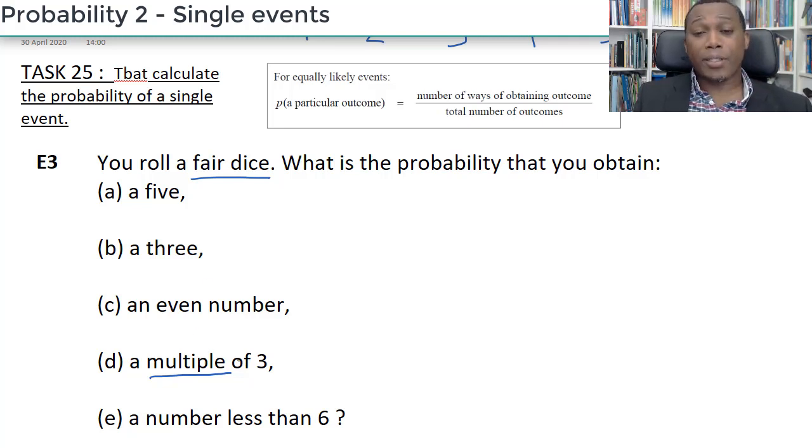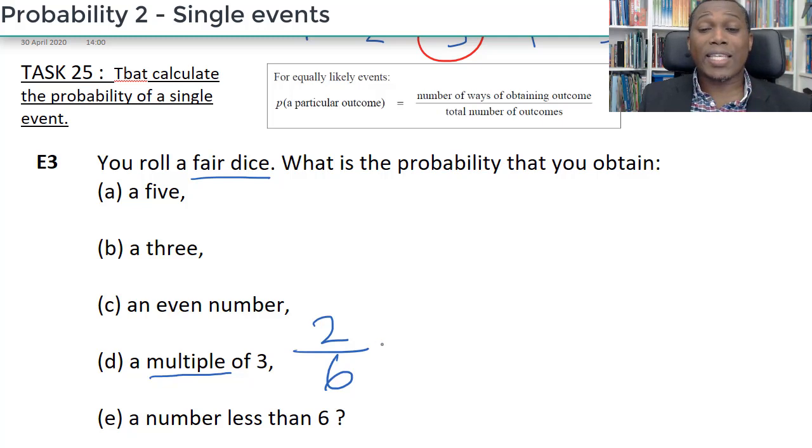So how many numbers are in the 3 times table on a dice? Well, 3 is in the 3 times table. 3 times 1 is 3. And also 6, 3 times 2 is 6. Those are the 2 multiples of 3, or the 2 numbers in the 3 times table. The number of ways I can get the outcome: there are 2 different ways to get a multiple of 3. I can get a 3 or a 6. And there are 6 numbers in total on the dice. The number of ways I can get what I want, divided by, the fraction bar, the total number of options available. 2 on 6, that's the answer.